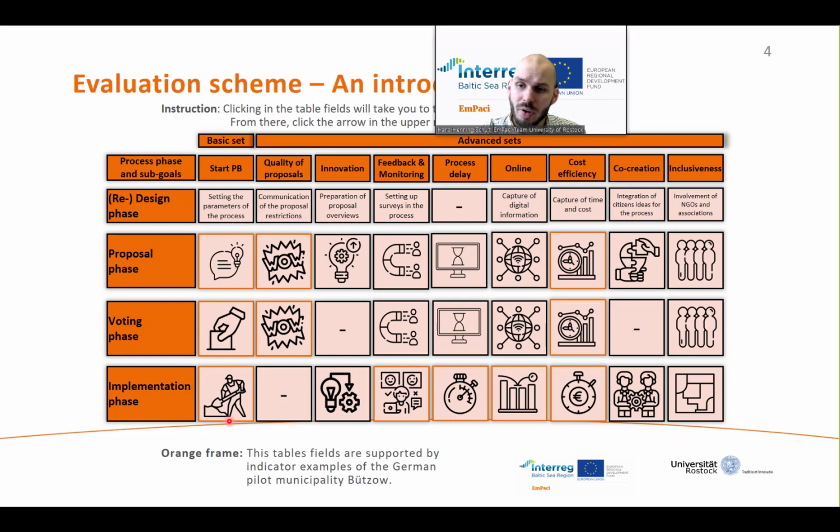With these orange frames, we have some indicators presented that are backed up by an example based on Bützow. So Bützow, as you can see, have the basic indicators in there. They really track the quality of proposals, and they are looking at the cost side.